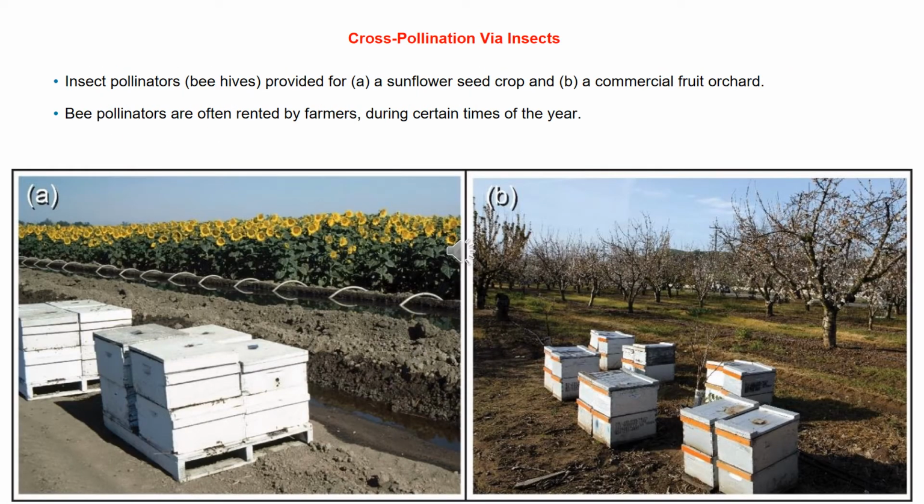Of course, we all know bees are a great pollinator, and they provide pollination for something like this sunflower seed crop or a commercial fruit orchard. A lot of orchards now and even some farms will rent beehives like this for a couple of months so everything can get pollinated and the fruits will be developed, optimized fertilization and development of those fruits for better yields and sales.